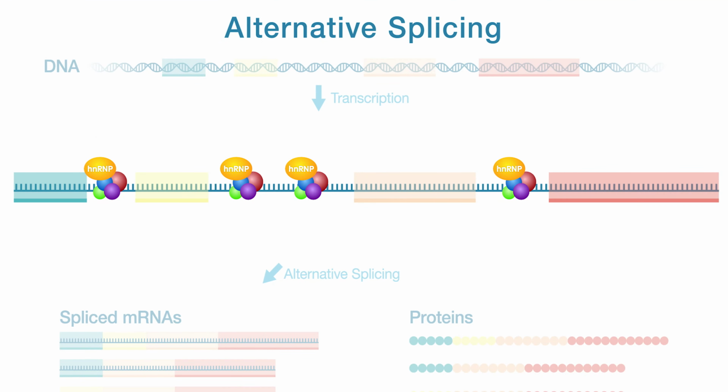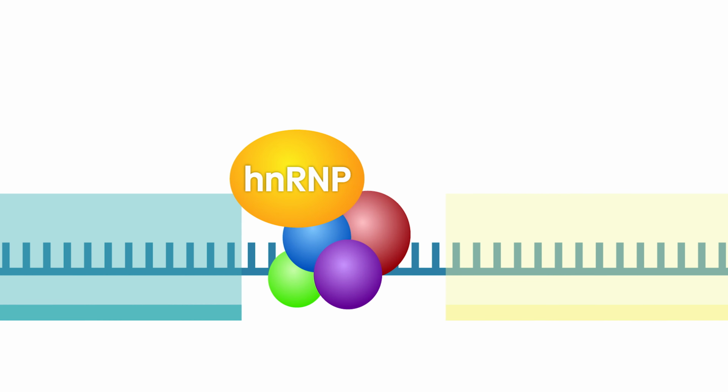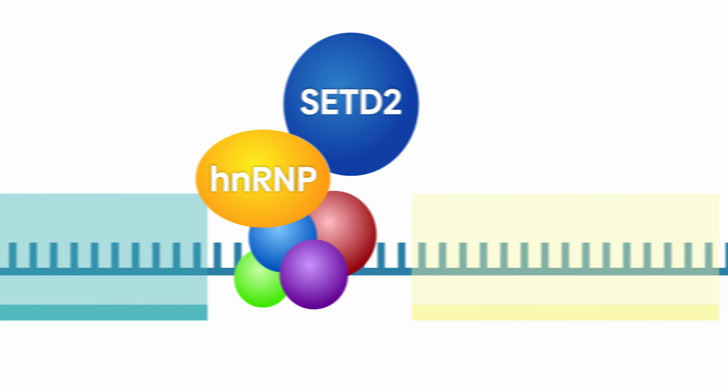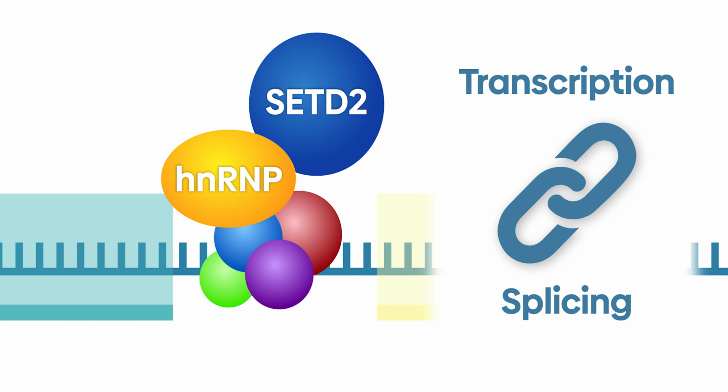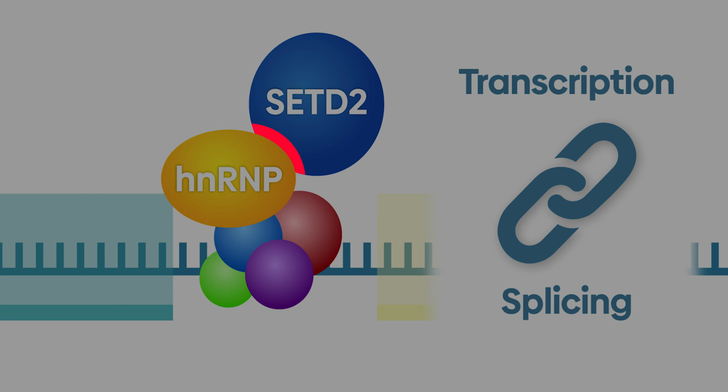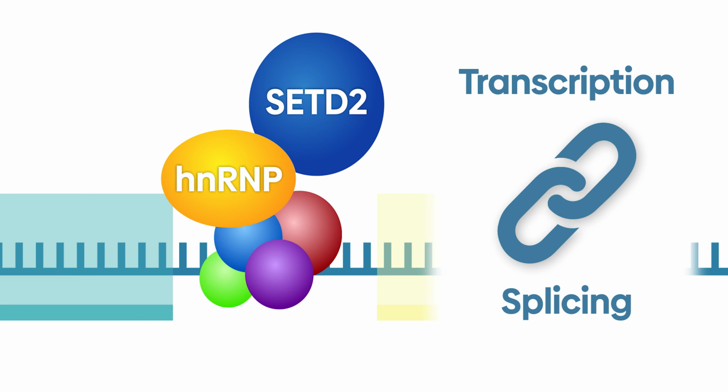The approach that we decided to take was to try and purify these proteins from human cells and see what other proteins come down with that. What we interestingly found is that this protein interacts with another protein called SETD2, which is involved in the process of transcription. And what was striking was that some of the amino acids in the SETD2 protein which binds these hnRNPs are mutated in a variety of cancers.